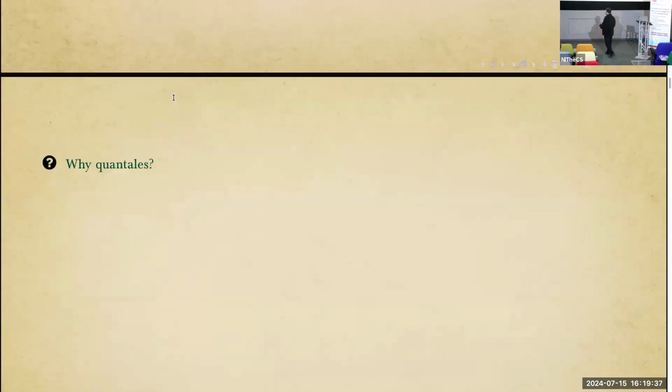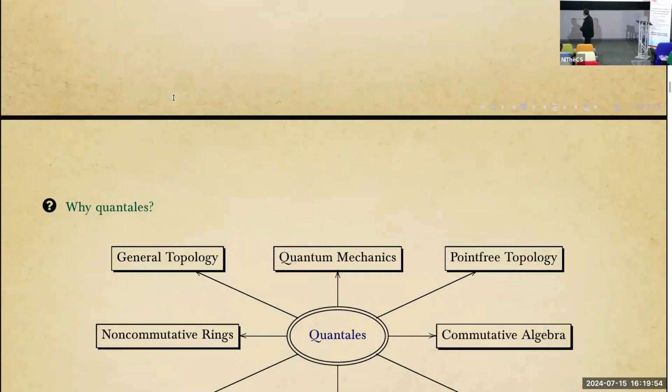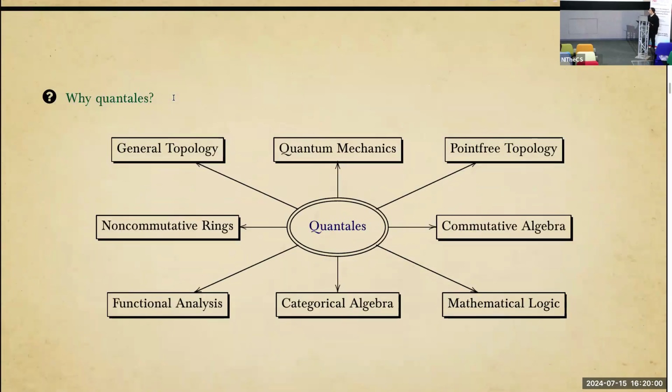Okay, so we have seen these quantales, which is the second most general study of lattice type structures, most widely used in different areas of mathematics and physics as well. So the question is, why quantales? Because if you search the literature, you will find examples of these quantales in all these areas of mathematics as well as in physics. I will give you a few examples, but for various kinds of studies, quantales naturally appear.